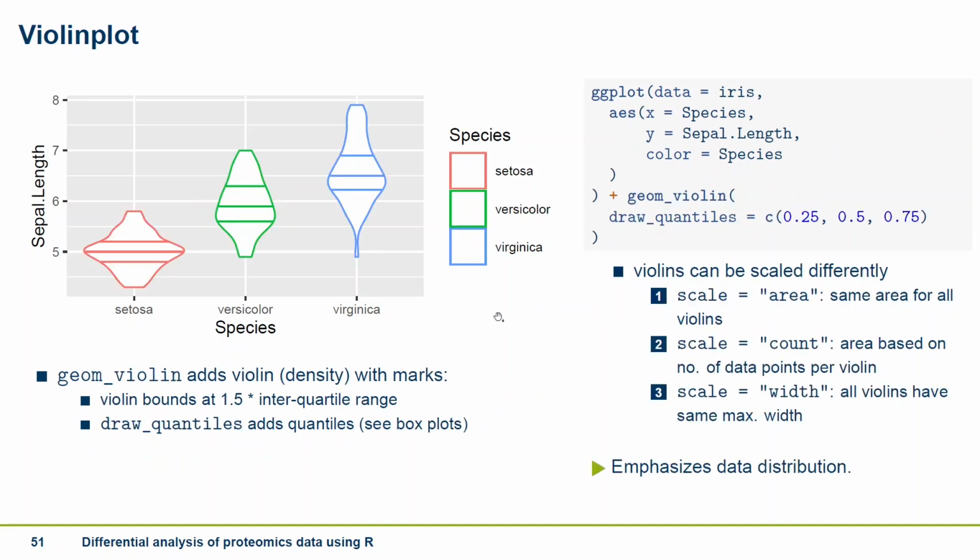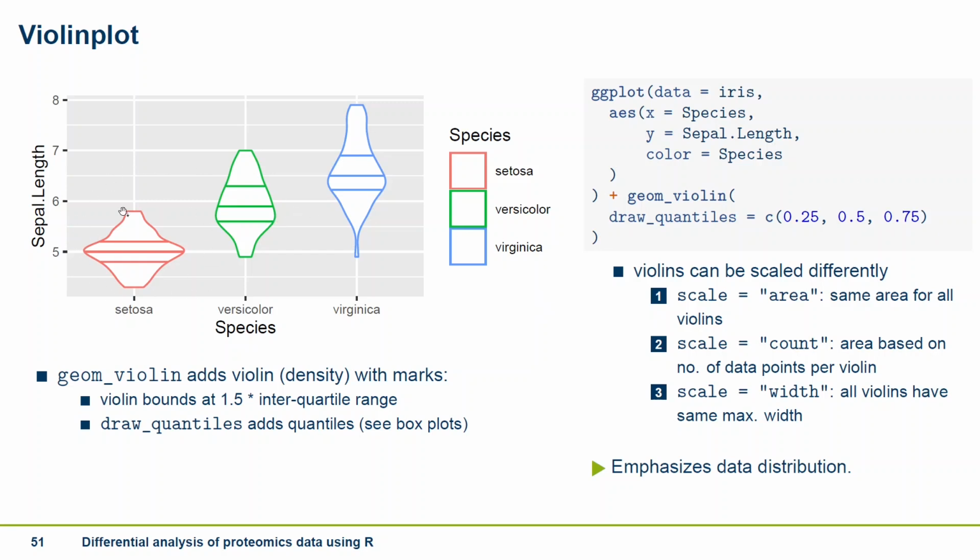An alternative, and a bit like a combination of a density plot and the box plot, is the so-called violin plot, which works similar to a box plot. You have to specify x and y, and you can specify a color or a fill. Then you can use the geom_violin function, just like you use geom_boxplot. You can decide here if you want to draw some quantiles. For example, here we choose the same that are plotted in the box plots: the first quantile, the median, and the third quantile.